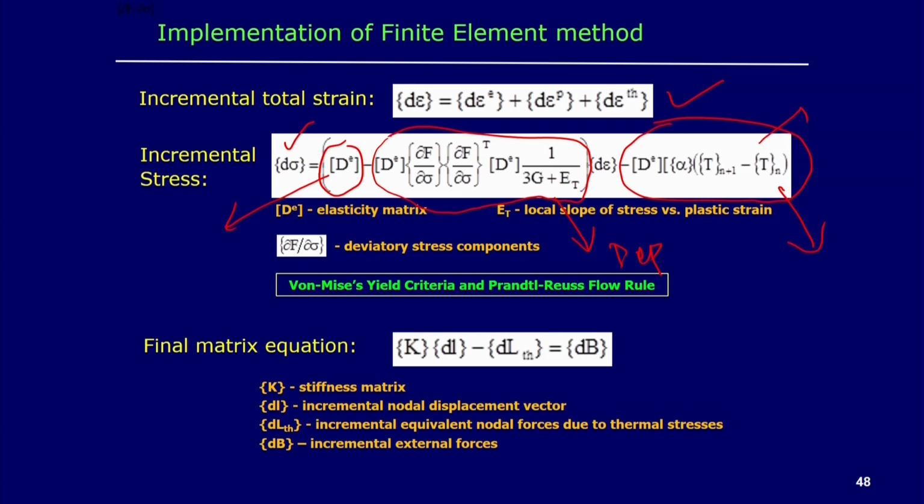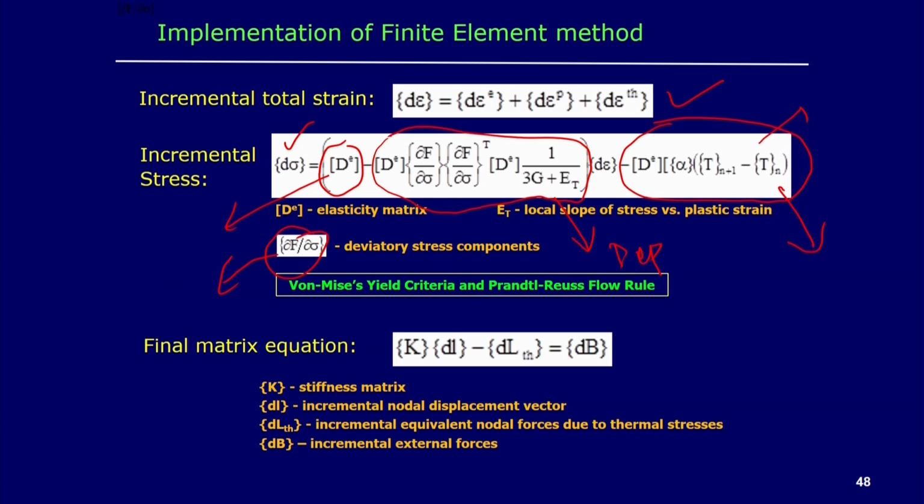Of course, we generally follow the Von-Mises yield criteria and the associated flow rule, but here delta F by delta sigma considers the deviatoric stress component. So, when you try to estimate the plastic component, we need to consider the deviatoric stress component.